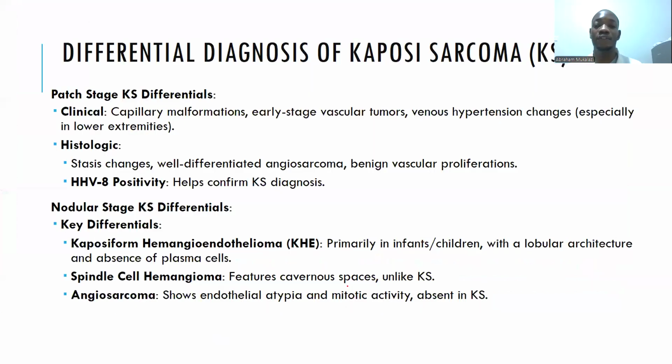Then, when you go through the different differentials that you have to think about when you make a diagnosis of KS, if it is a patch stage, you have to distinguish it from other things that can look similar. For example, you have to distinguish it from mycosis fungoides that can give you a patch stage. You also have to distinguish it from capillary malformation, other vascular tumors, and venous hypertension changes that you usually see on the extremities. And then what will save you is if you do the human herpesvirus 8 serology, and if it is positive, then that will confirm for you that it is KS.